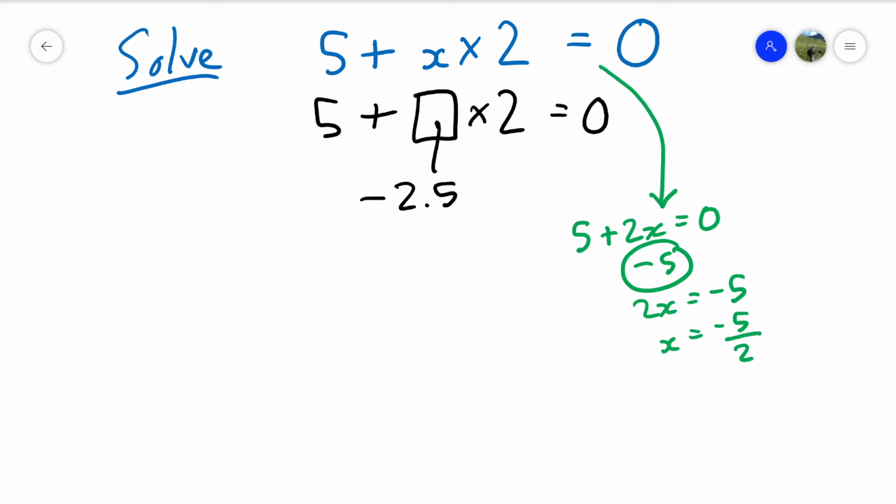Oh, well, because I just did this, I forgot to write that down. I would argue that x equals minus 5 over 2 is the better answer compared to x equals minus 2.5.